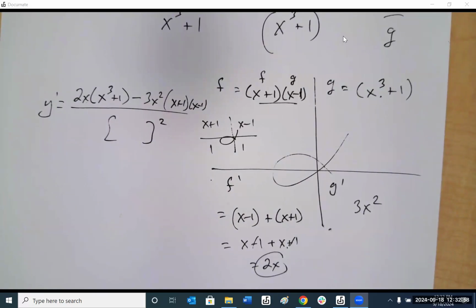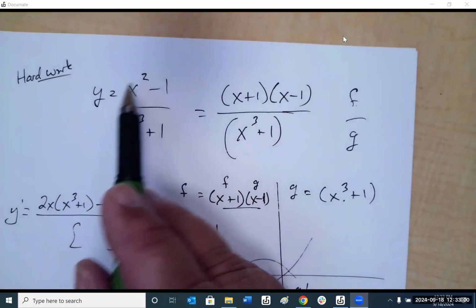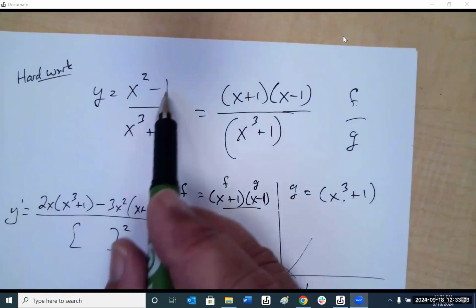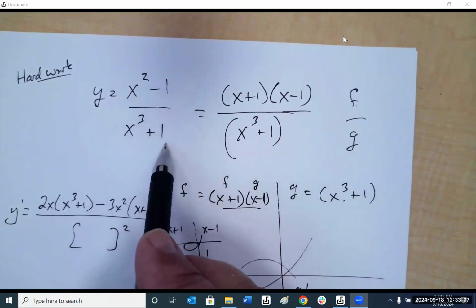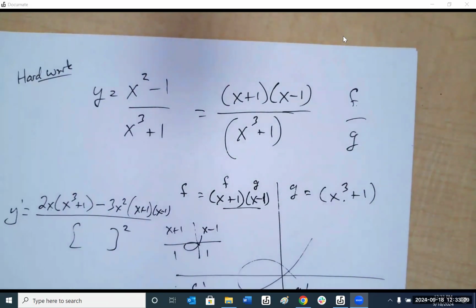Because the first thing you want to do, if you have polynomials of degree 2 or higher, is see if you can cancel anything. See if you can factor this one out, see if you can factor this one out, see if they have something in common. If you cancel that out, then it makes it much easier.